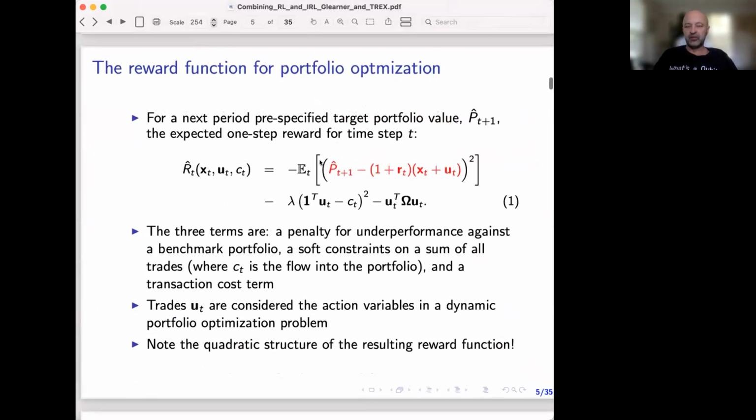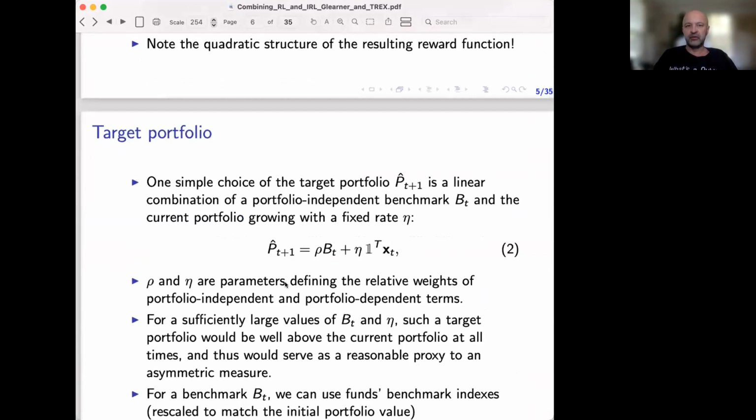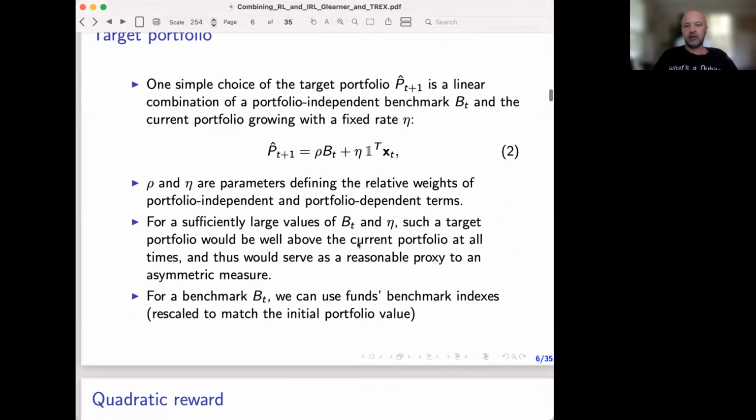Now I wanted to specify what we mean by this target portfolio, and it's shown here. The target portfolio we define as a linear combination of some portfolio-independent benchmark B_t, which can be any index, for example, S&P 500 or Russell 2000, expressed in dollar terms, because we measure everything in dollars. So we combine this benchmark with the current portfolio, which is the total value of our current portfolio, multiplied by some growth factor, which we call eta. So this parameterization involves two additional parameters, rho and eta, which define relative weights of these two components.